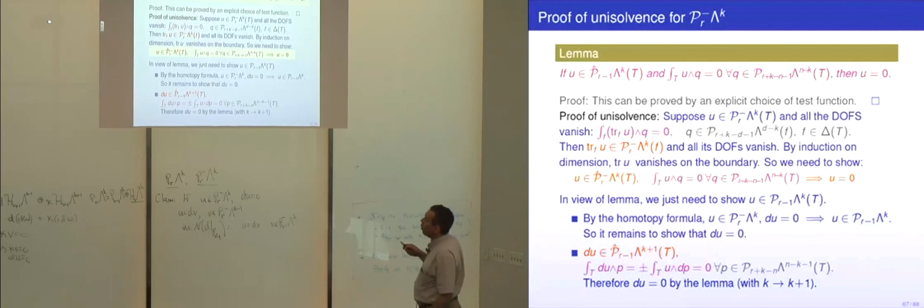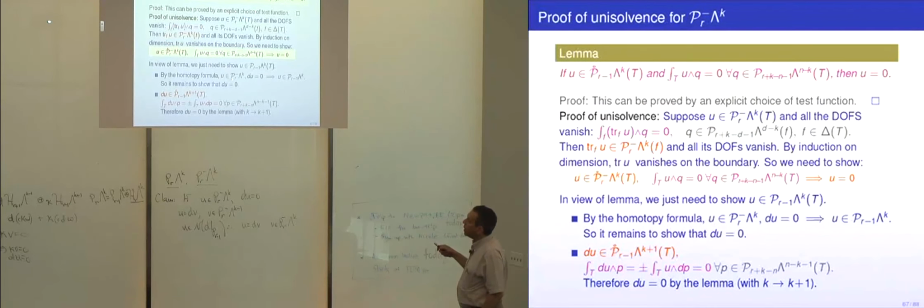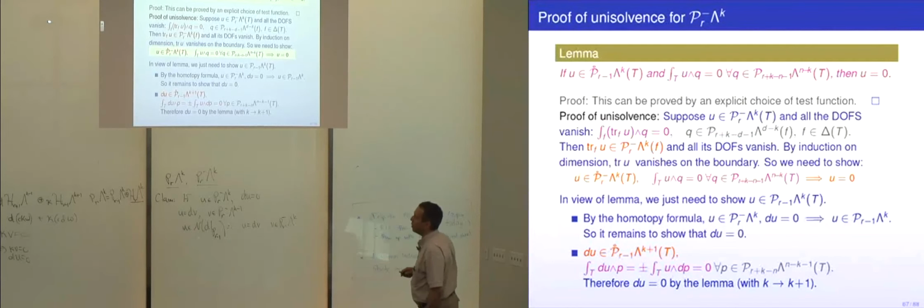So we invoke the homotopy theorem and say, well, if U is a PR minus and DU is 0, then it's a PR minus 1, because the extra kappas you add to PR minus 1 to get PR minus are not in the kernel of D. So you can't add any extra kappas. So it's enough to show du is 0, because then U would be a PR minus 1, and we could apply the lemma. So now we have to show du is equal to 0.